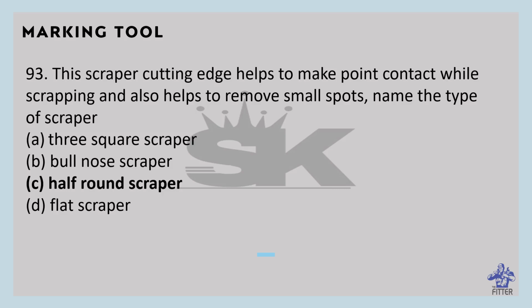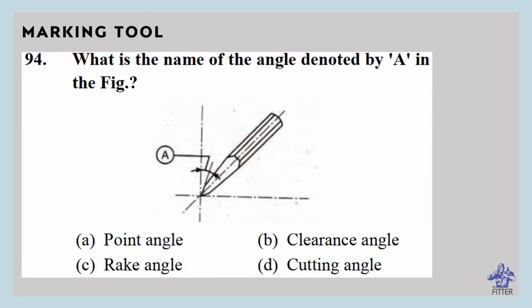Cutting angle is between 45 degrees to 65 degrees. What is the name of the angle denoted by A? That is rake angle. Option C. That is rake angle.